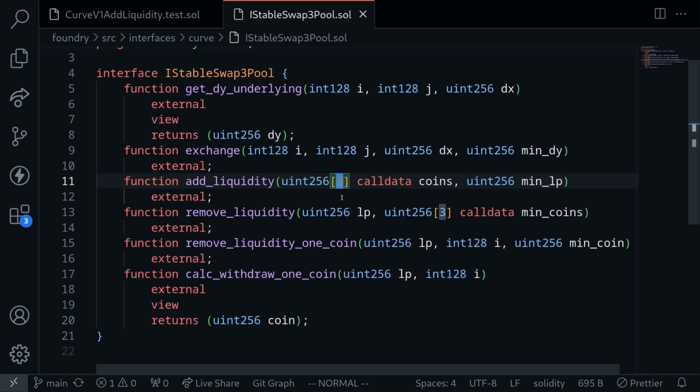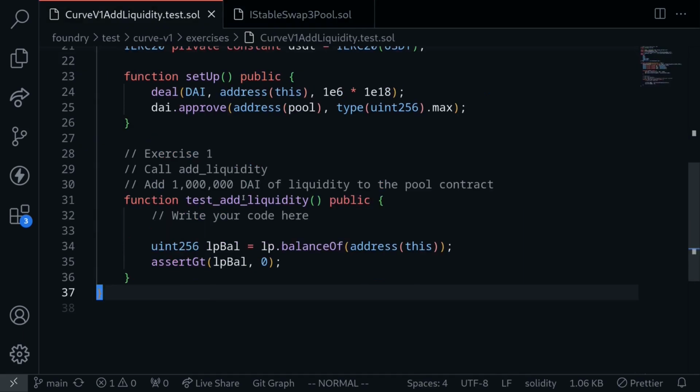The tokens inside the pool are DAI, USDC, and USDT. The first element in this array will specify the amount of DAI to put in, the second element in this array will specify the amount of USDC to put in, and the last element will specify the amount of USDT to put in. So for exercise 1, call the function add liquidity to add DAI as liquidity to Curve V1.